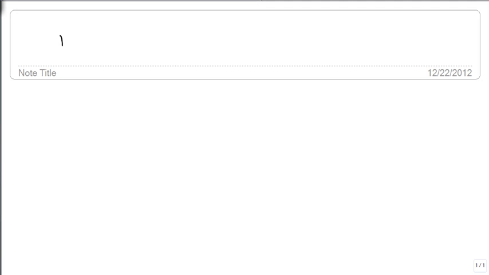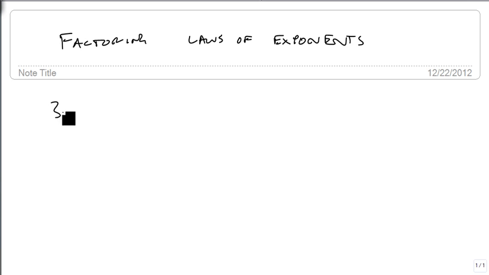We're now going to combine our factoring and our laws of exponents a little bit. And so we're going to look at a problem like the following. Suppose we have 3x to the 3 halves plus 2x to the 1 half times the quantity 4x plus 1. And what we want to do is see if we can factor anything out of this.